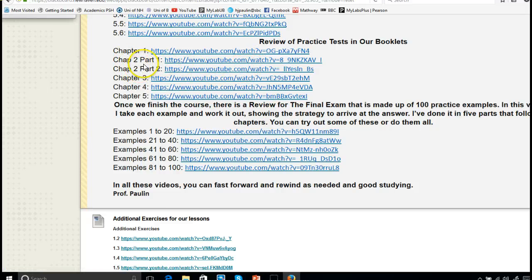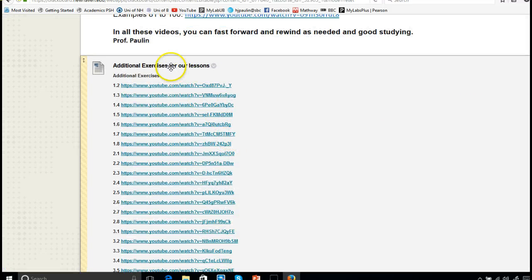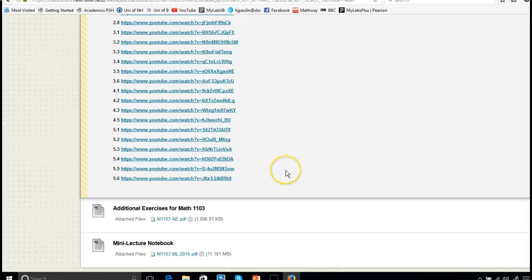And the one for chapter 2 is in 2 parts actually. And then these are the review items for the homework, basically chapter 1, 2, 3, 4, and 5, where I've taken each homework question and gone over the theory to arrive at the answer. And then these are the additional exercises. And the one we're going to look at today is 2.5.